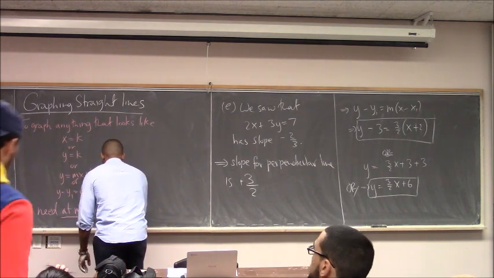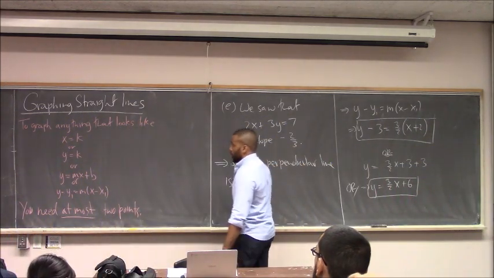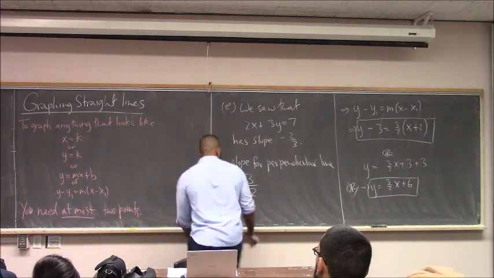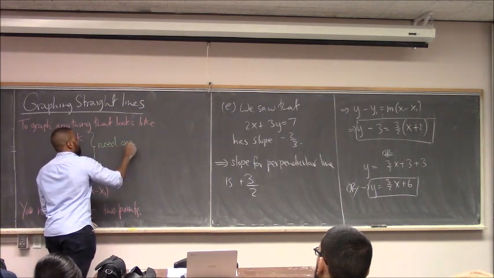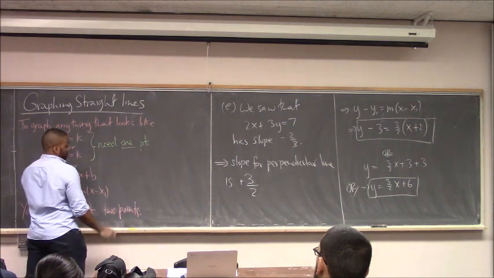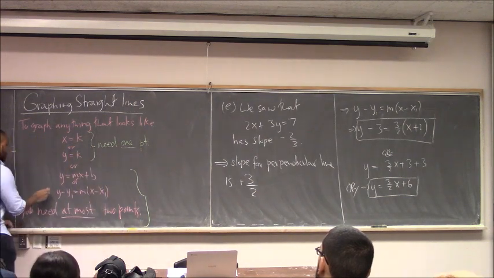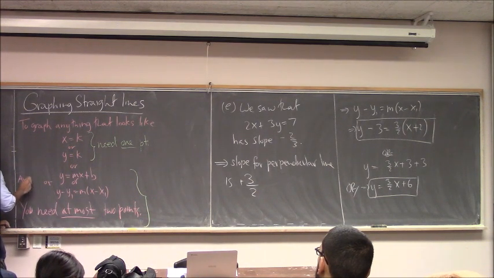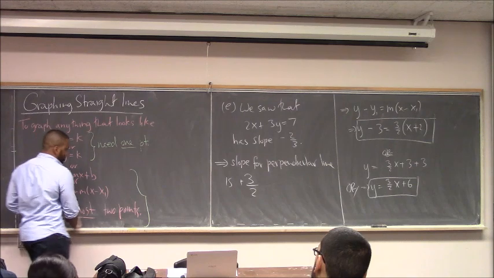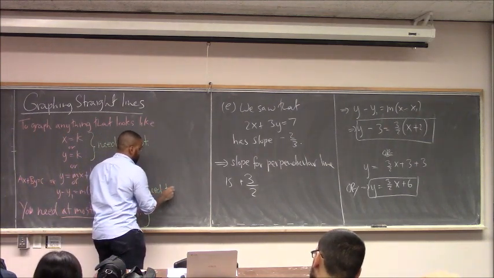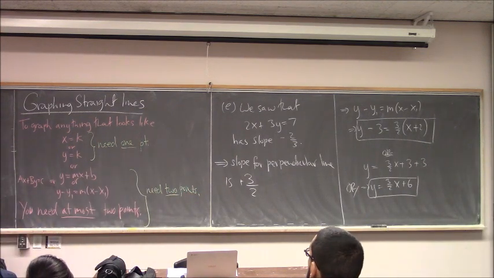You need at most 2 points. The moment you plot more than 2 points, you are wasting time. In fact, I can tell you specifically that in either of the first 2 cases, you need 1 point. Whereas if you're in either of these cases, another situation you might find yourself in is something like ax plus by equals c. And in these cases, 2 points. You will never need more than 2 points to sketch a line.